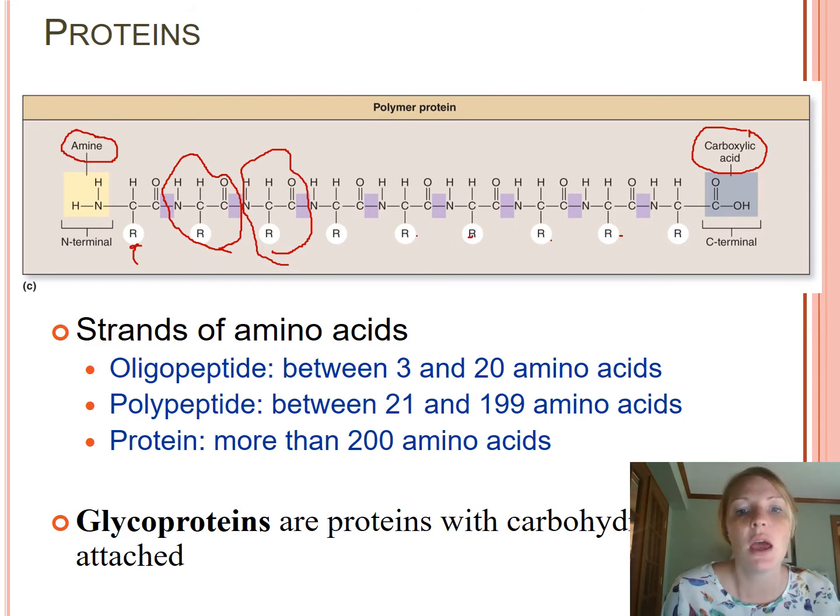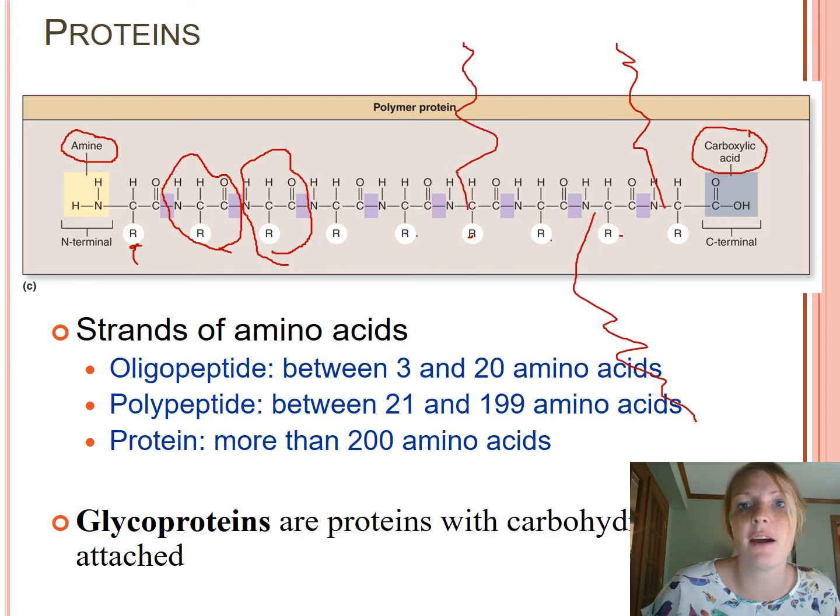There can also be another type of protein, still a protein, but they can have carbohydrates sort of attached on the side, and I'll just name it like this. Maybe carbohydrates kind of coming off of the protein backbone, and we call those glycoproteins.